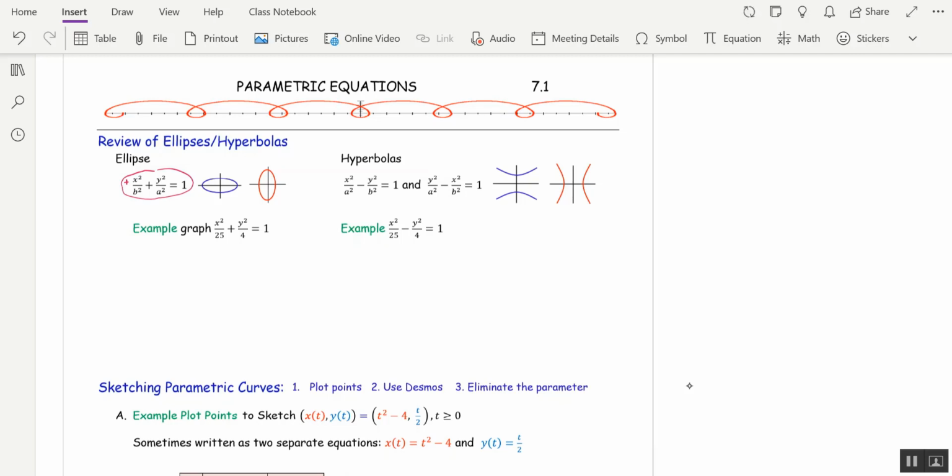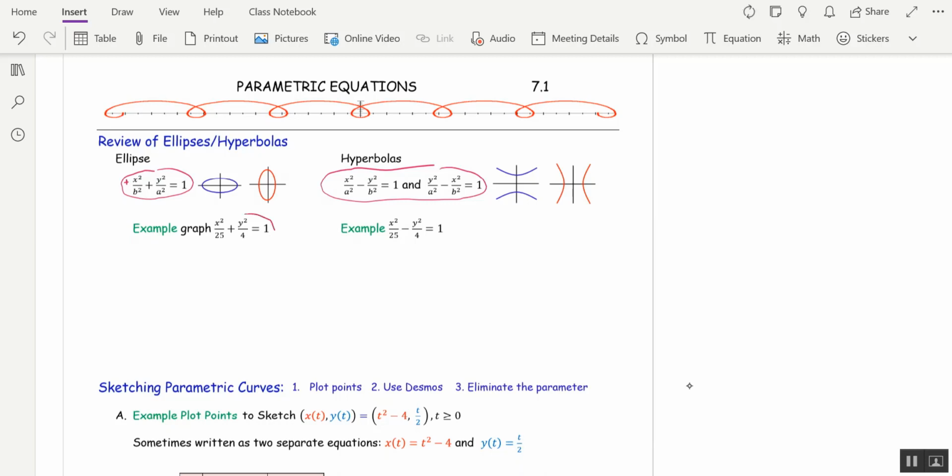The standard equations for hyperbolas are over here, and you can see that either the x squared term or the y squared term has a minus in front of it. So one's plus and one's minus. And so let me just show you the quick way to graph an ellipse or a hyperbola.